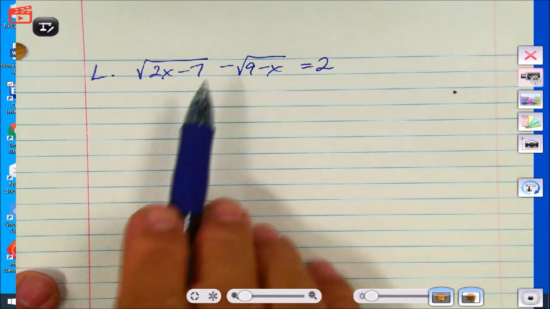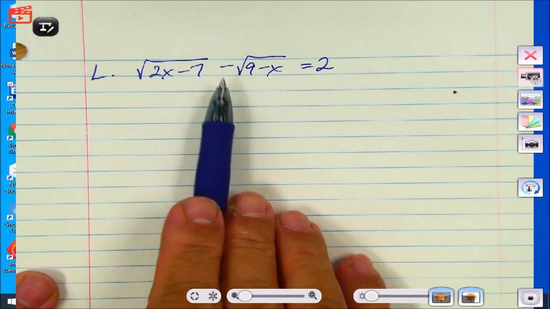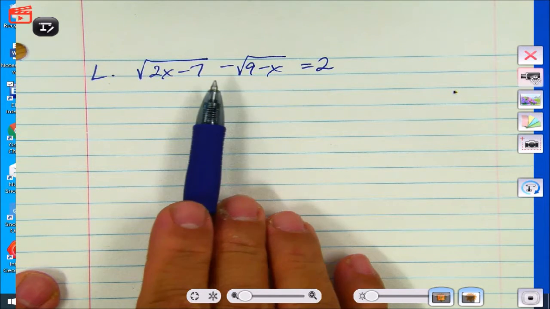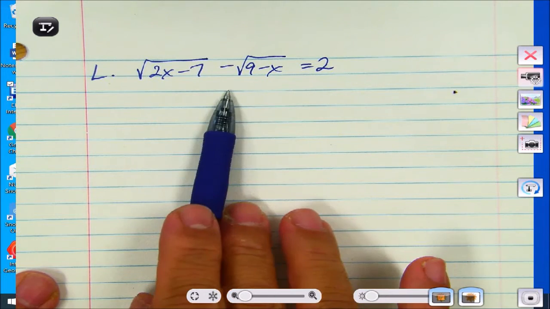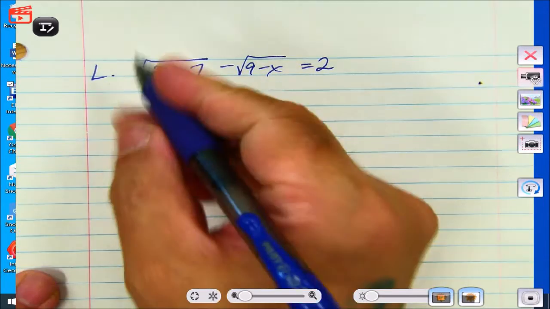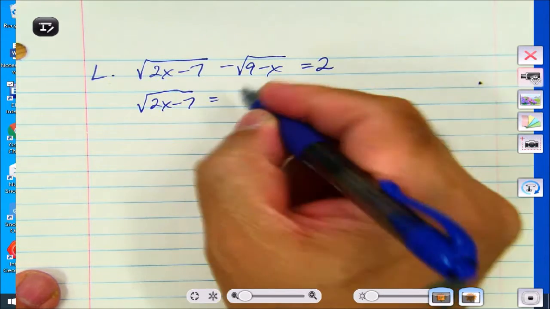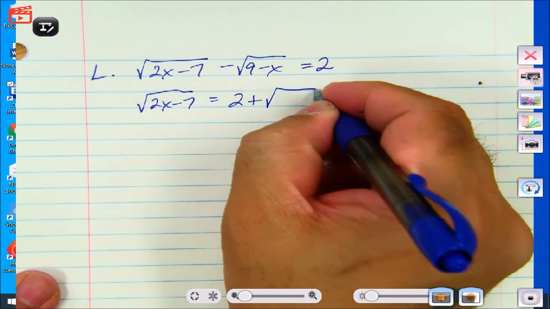Alright, so I have 2 square roots, and there's a minus sign between them. You don't want them to be on the same side. So I'm going to get rid of the one with the minus sign and move it over to the other side. So that would make it square root of 2x minus 7 equals 2 plus the square root of 9 minus x.